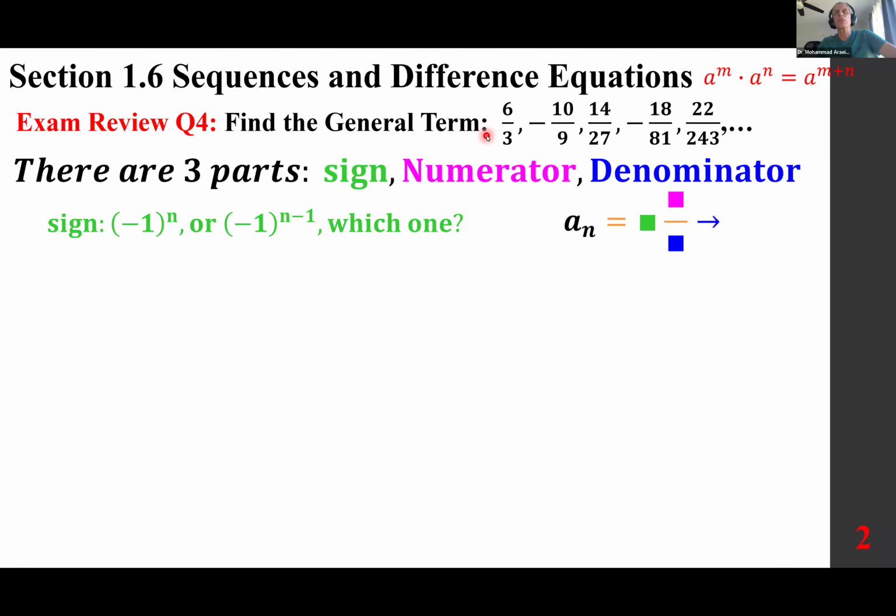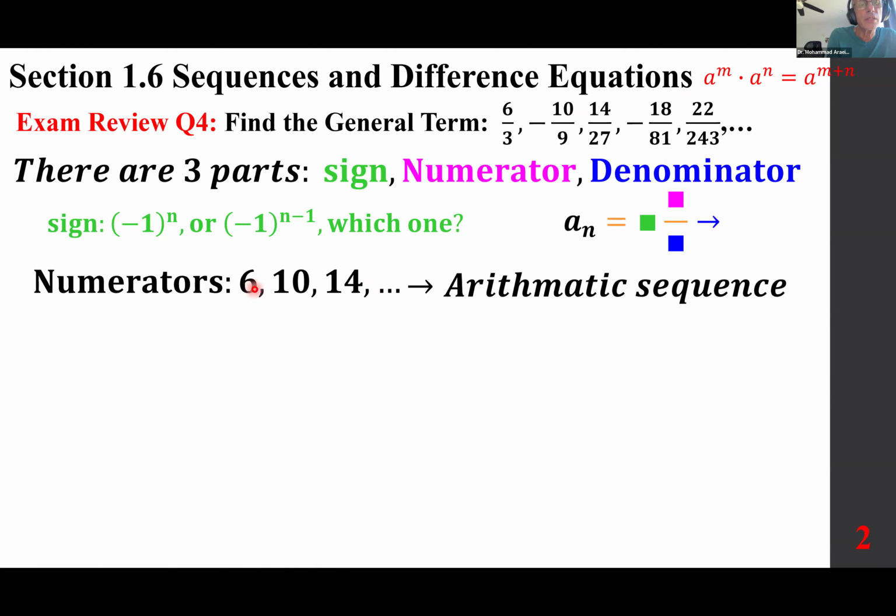Then you write out the numerators: 6, 10, 14, and the rest of them. Notice this is an arithmetic sequence. Why is that? Because from the first term we add 4, and to the next one we add 4. So a sub 1, the first term, is 6, and d, the common difference, is 4. So we use the general form a sub n is a sub 1 plus n minus 1 times d.